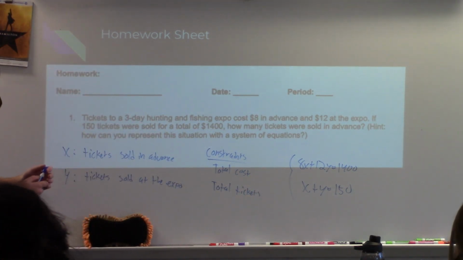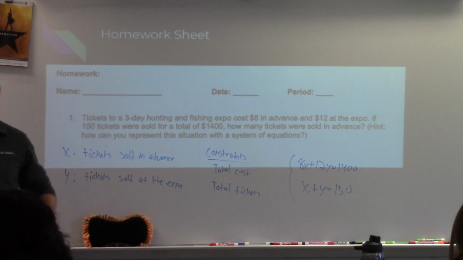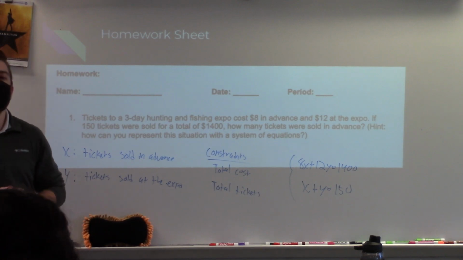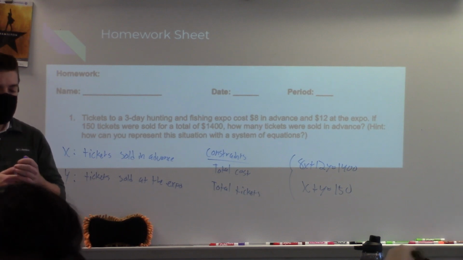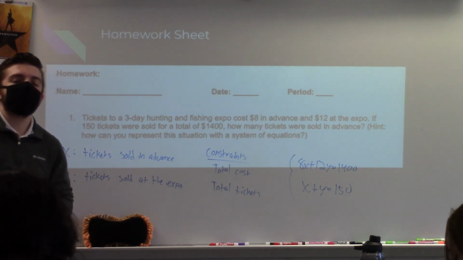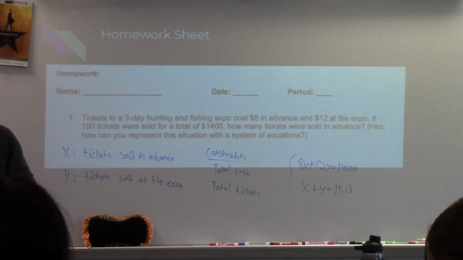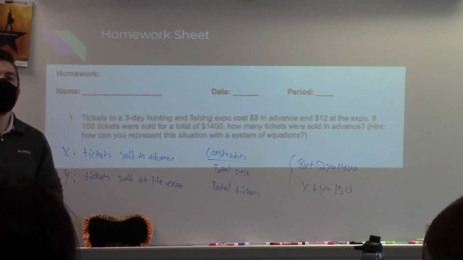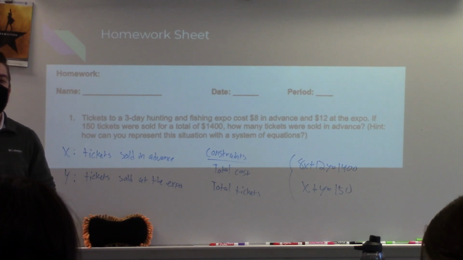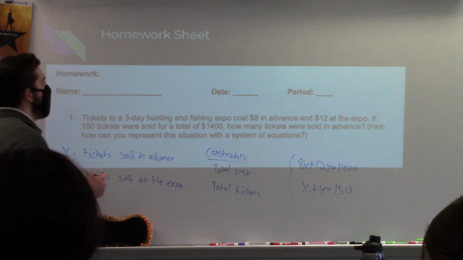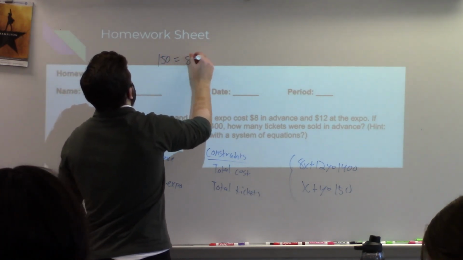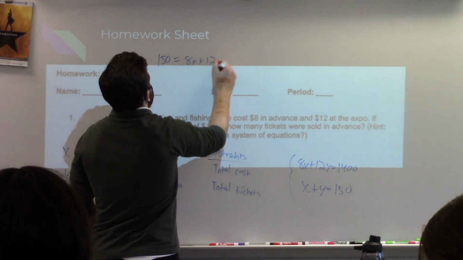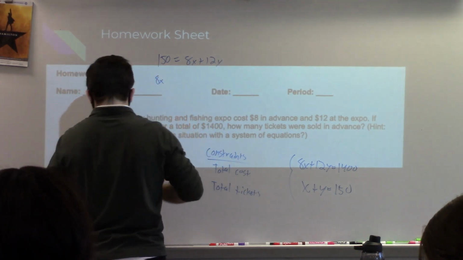sold at the expo. If you're going to do money, you could do 150 is equal to 8x plus 12y. We just said I couldn't do that. You said that you couldn't do 8x plus 12y is equal to 150. But if you were doing money, couldn't you do it the other way? Or if you're doing tickets, is there a difference between... No, never mind. I was thinking wrong.